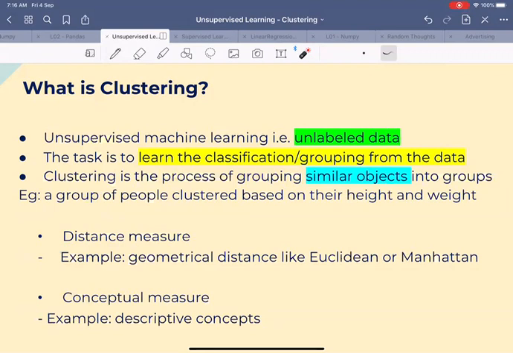Here within unsupervised learning, even when we don't have labeled data, we can do a lot of things from that data. One of the things we can do is learn the classification or grouping from that data. Even though we do not have labels, we can try to find inherent patterns between the data points, and see whether these data points can be grouped together or classified together. Let me share with you an example of unsupervised learning, the task of classifying without having a label.